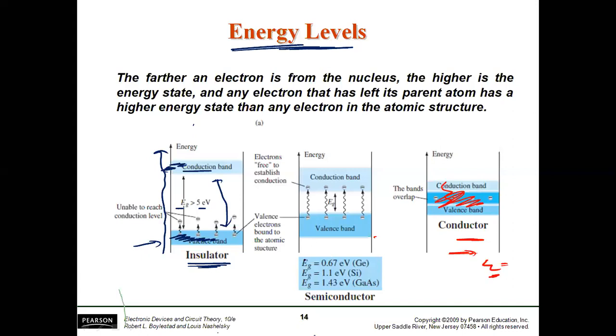And for a semiconductor, this is an intermediate value, neither this much greater nor overlapping. So it is like 0.67 eV for germanium, 1.1 for silicon, and 1.43 for gallium arsenide. So this is the material that we will be discussing more and more. Silicon 1.1 electron volt. Okay, so this difference is 1.1 eV for silicon.